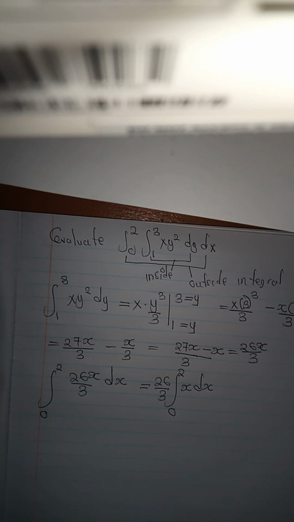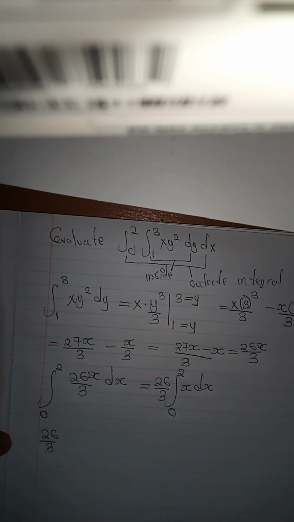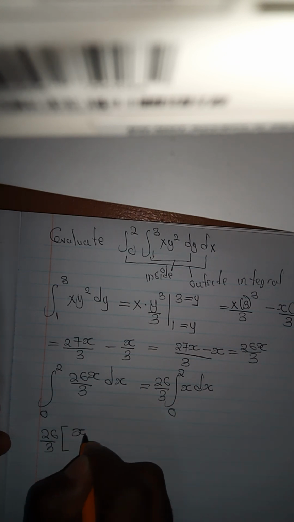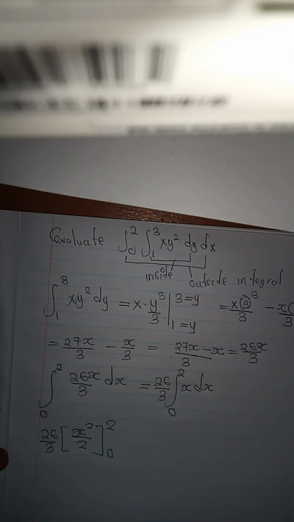So from this step, you need to be able to see that the problem is now very simple to integrate because we just integrate with respect to x. Bear in mind, this is antiderivative, not differentiation. It means now we'll have 26 over 3 as our constant. Then we integrate x with respect to x. It means now we're going to have x squared over 2. The limits range from 0 to 2.